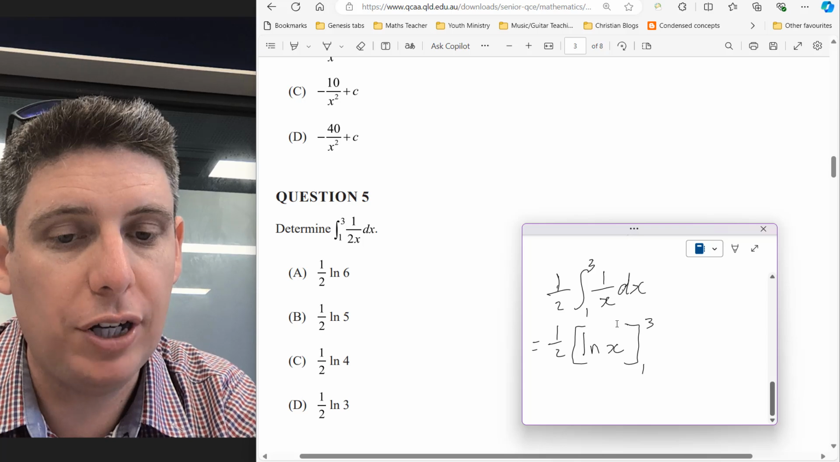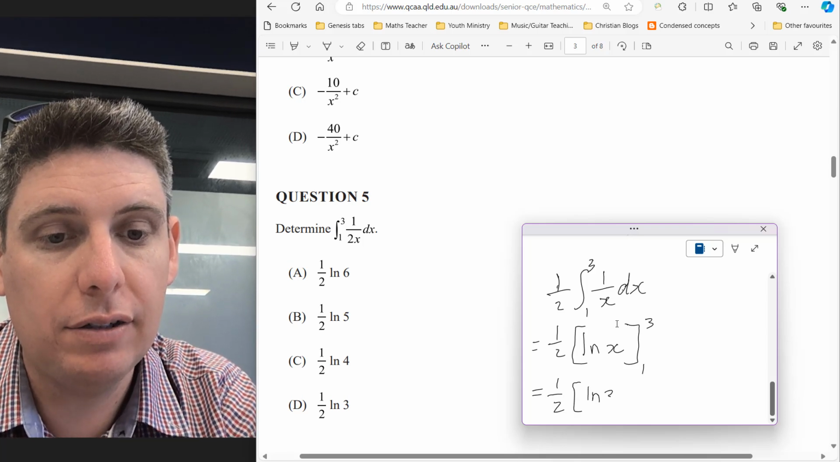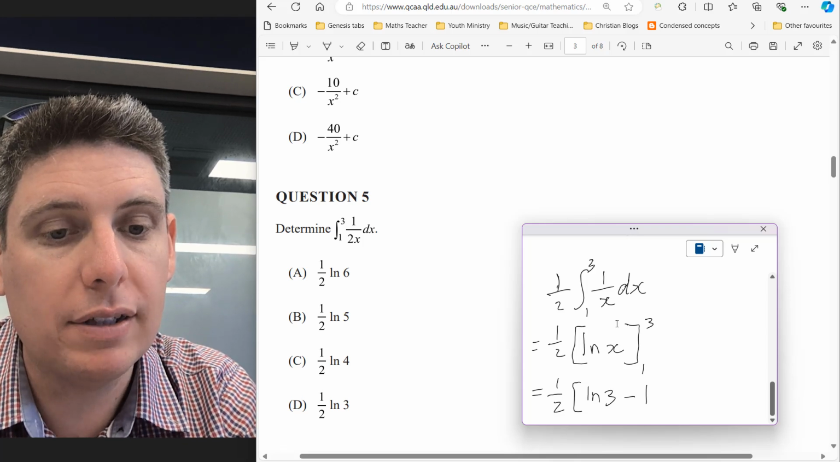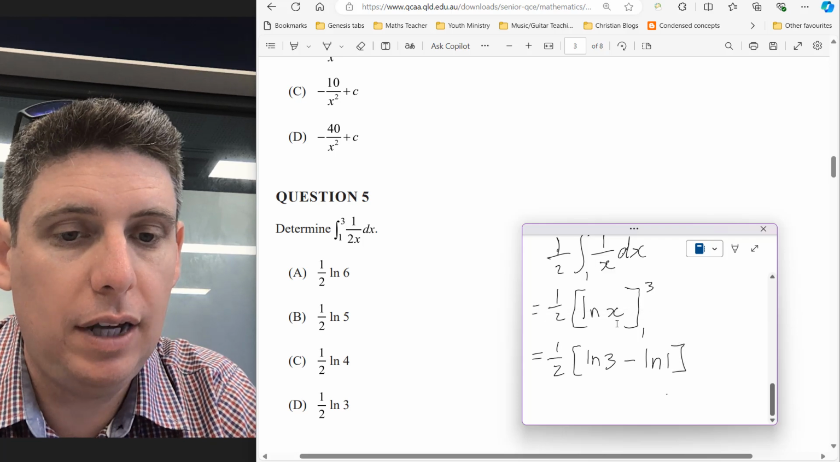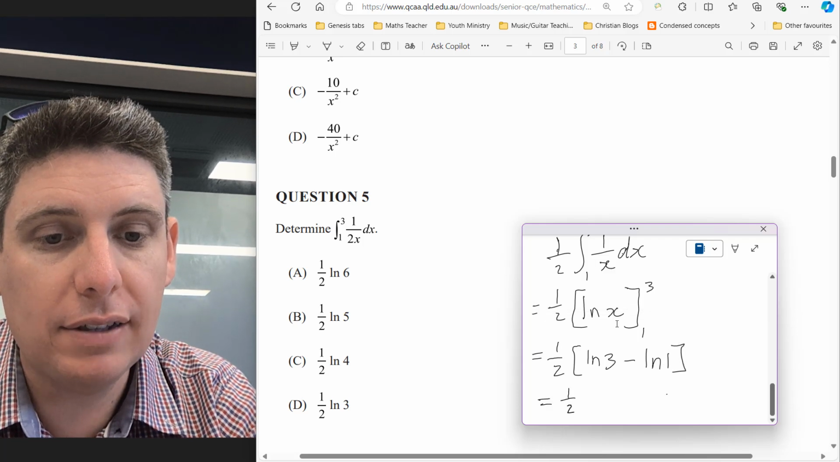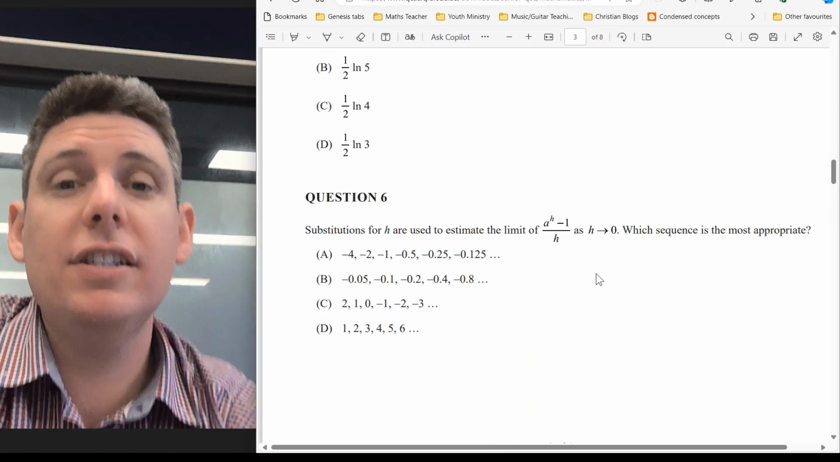So now we're substituting in 3 and 1. So the answer is ln 3 minus ln 1. Hopefully you know ln 1 equals 0. So the answer is a half ln 3. All right, question 6.